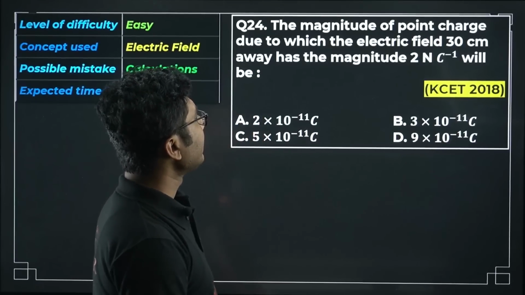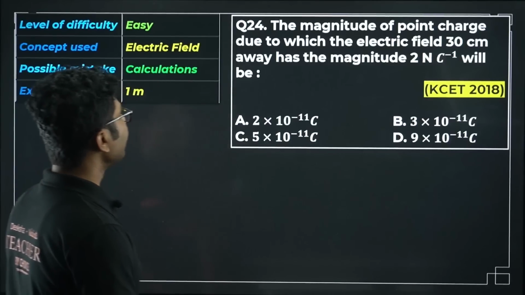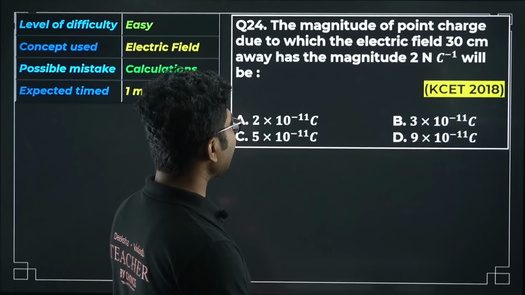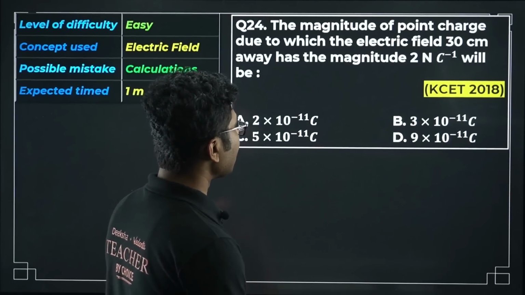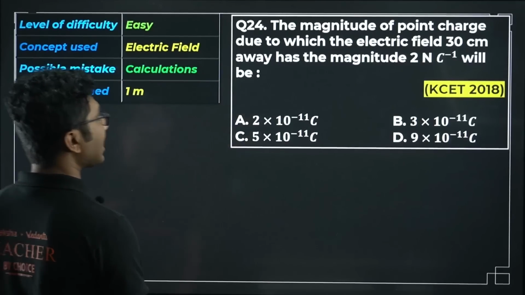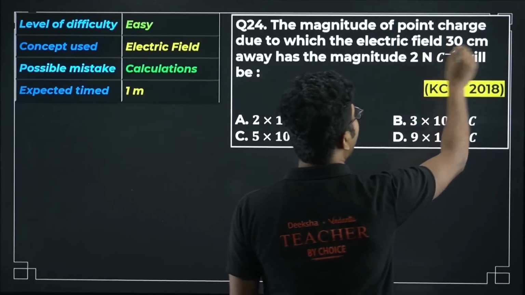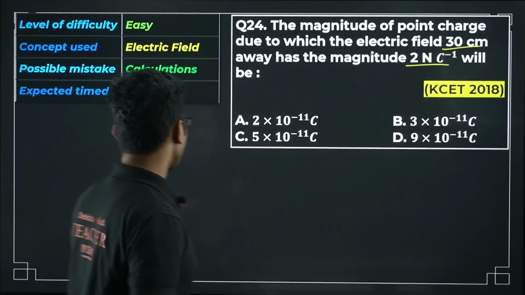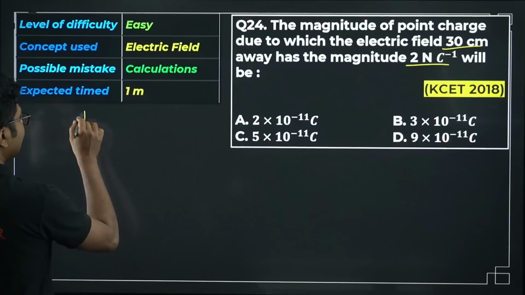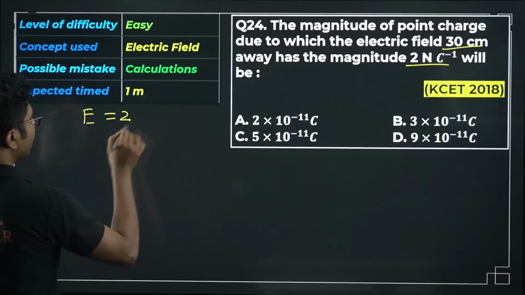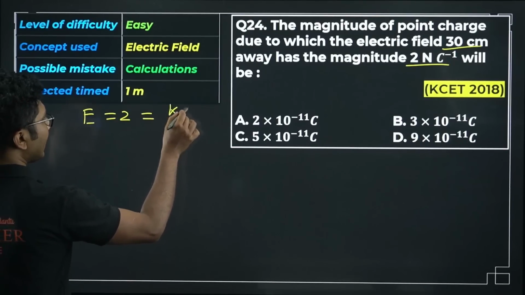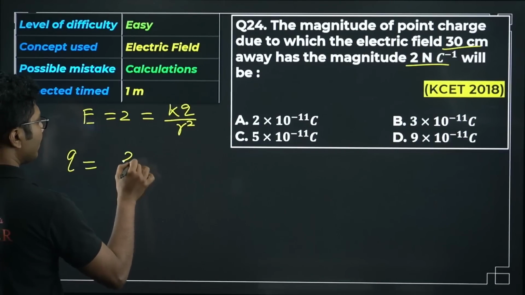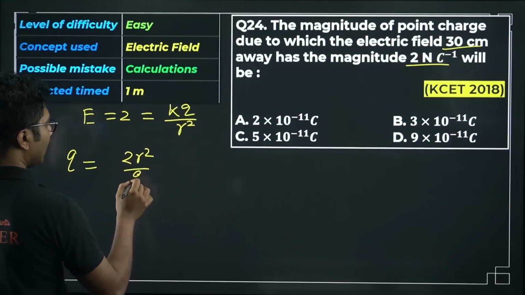The magnitude of point charge due to which the electric field 30 centimeter away has the magnitude of 2 Newton per Coulomb will be. So you have to find the charge for which the electric field at a distance 30 centimeter will have a magnitude 2 Newton per Coulomb. Okay, so electric field 2 Newton per Coulomb is equal to K Q by R square. So Q will be equal to 2R square by K.